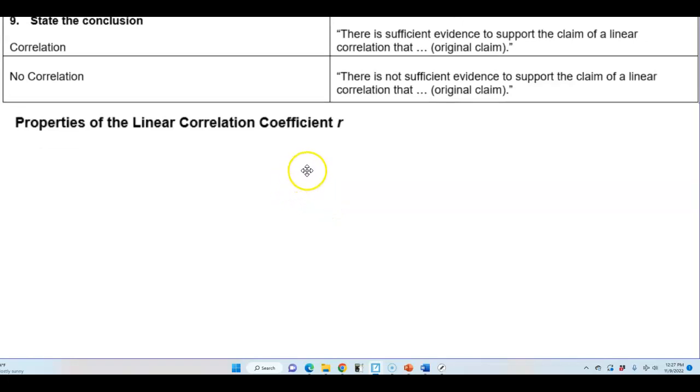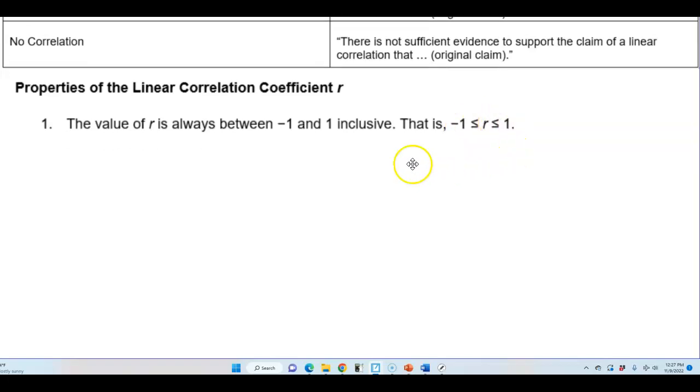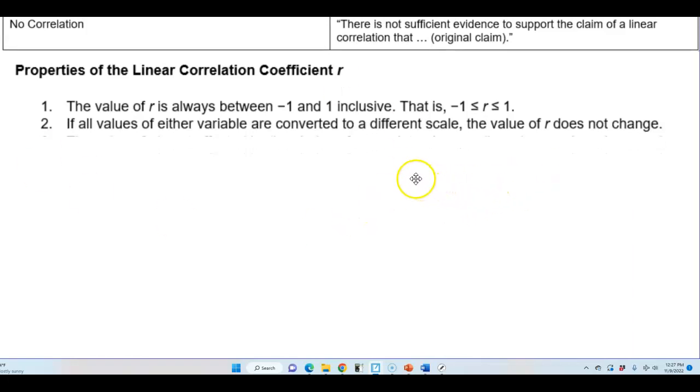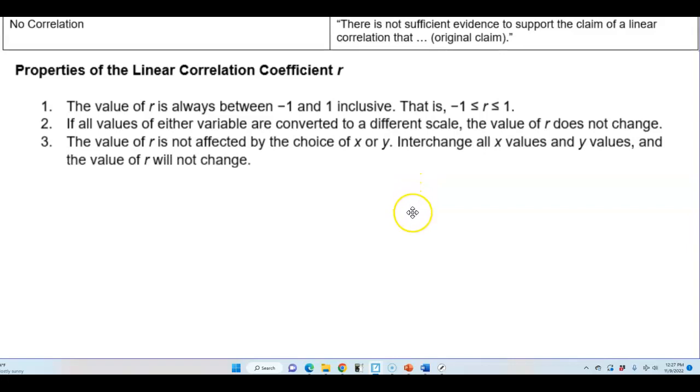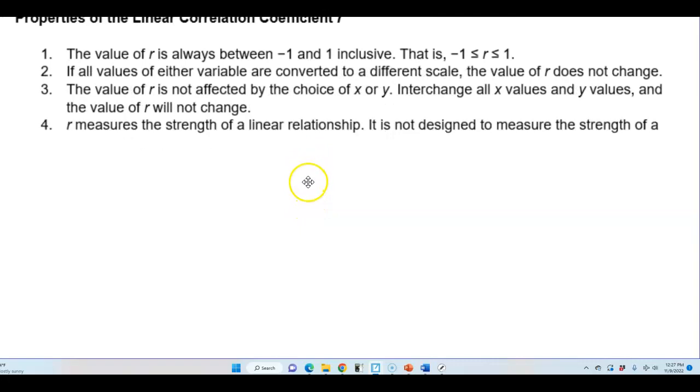Now, properties of the linear correlation coefficient r. Number 1, the value of r is always between -1 and 1 inclusive. That is, r is greater than or equal to -1 and less than or equal to 1. Number 2, if all values of either variable are converted to a different scale, the value of r does not change. Number 3, the value of r is not affected by the choice of x or y. Interchanging all x values and y values, the value of r will not change.